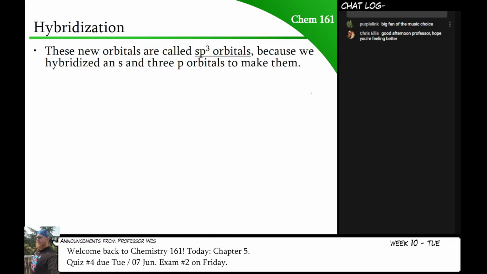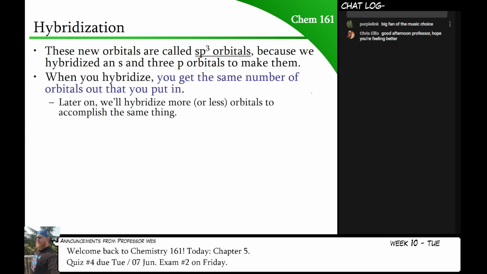Now, let's suppose that I didn't want to make sp3 orbitals. Could I make like sp2 or something? You totally could. If you hybridize fewer orbitals, you would call it just whatever you put in there. For example, maybe if I only put in an s and a p, I'd get sp. Maybe I want to put in an s and only 2 p's, then I get sp2.